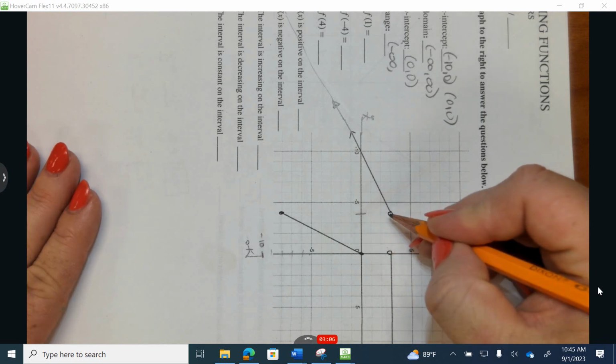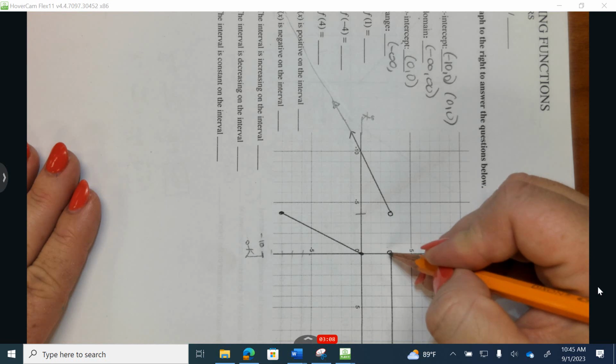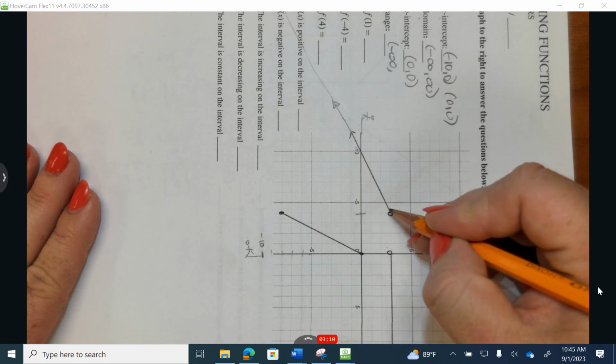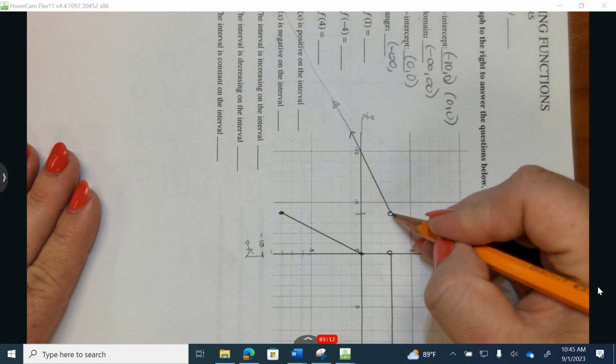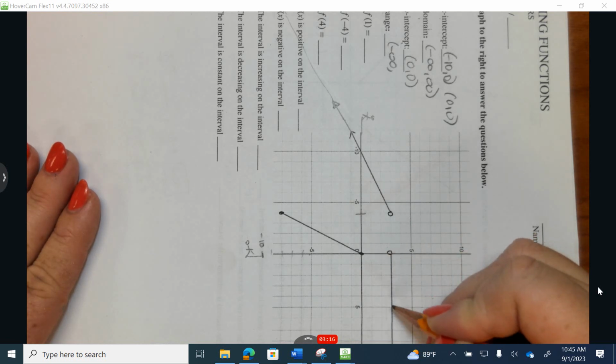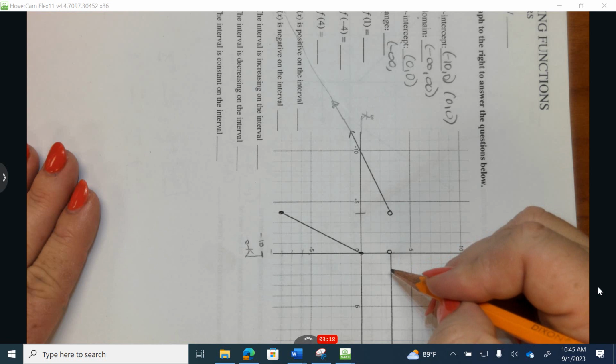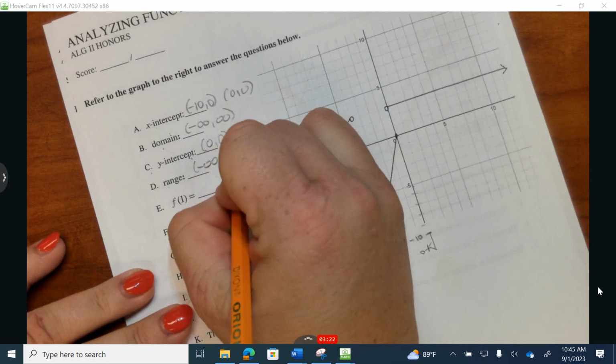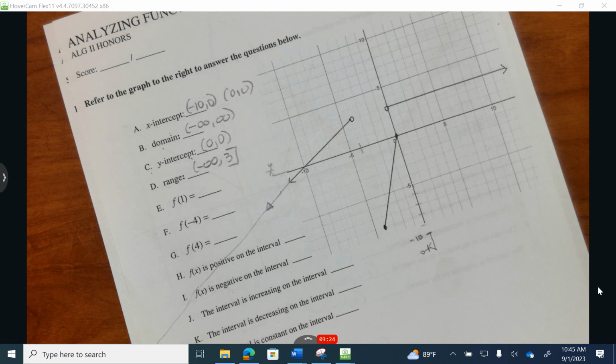And this is confusing. Students are like, do we include 3 as part of the range? Well, we cannot include this part because it's an open circle. We cannot include this part, but we have all of these points. So yes, we do have points when y equals 3. And for that reason, we need to put it in brackets.